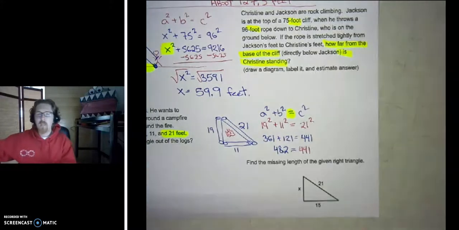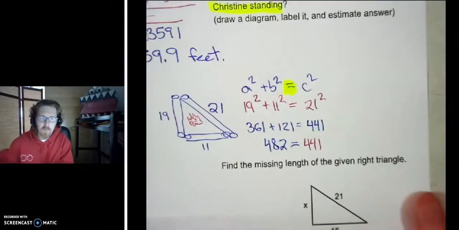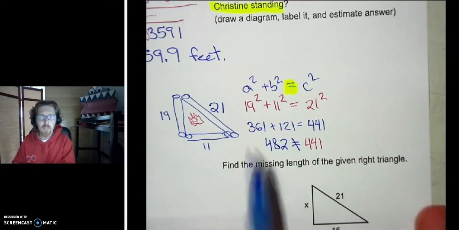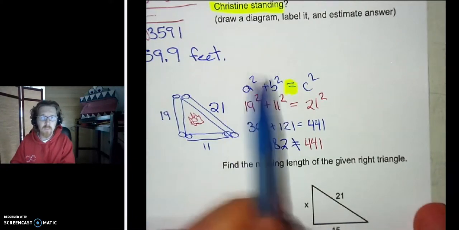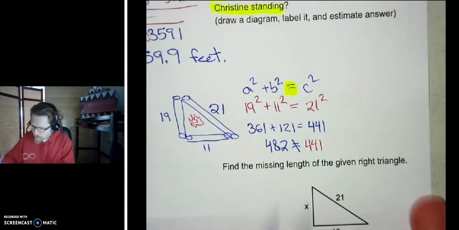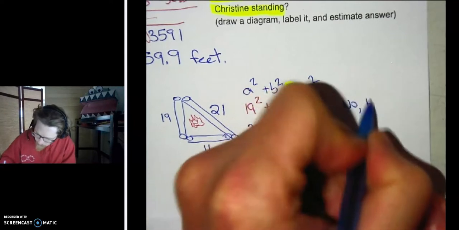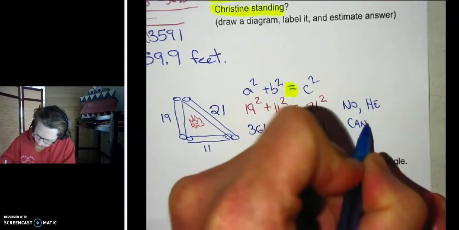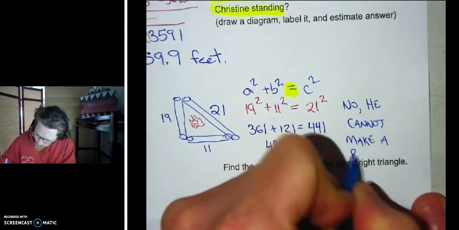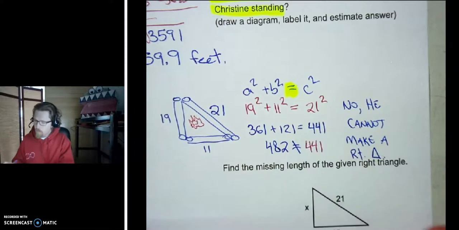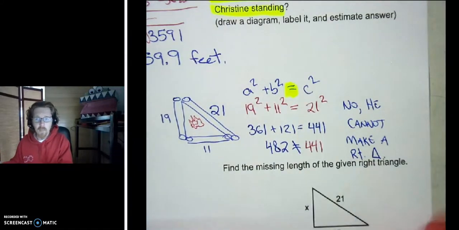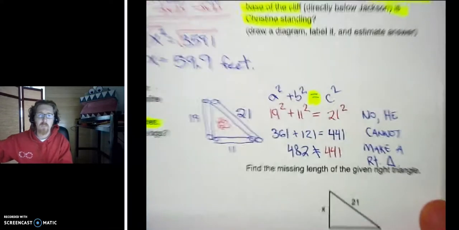And so in math, we have a symbol for something that is not equal. We put a little slash through our equal sign. And because this a squared plus b squared does not equal c squared, we can say that no, he cannot make a right triangle. Because this relationship doesn't check out, he can't make a right triangle out of this.